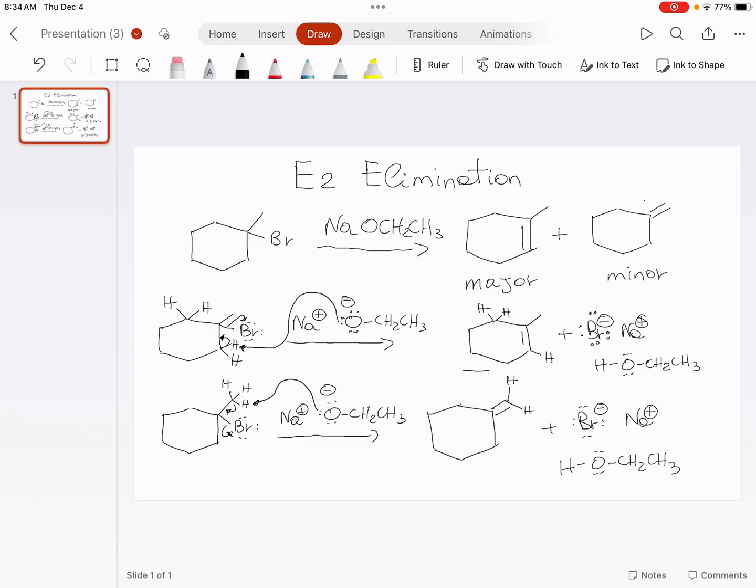Now, why is this the major product? The major product in this reaction has to do pretty much with the degree of substitution of the alkene. The alkene in this case is tri-substituted. Substitution means how many other carbons are pretty much coming off the double bond. So this is basically tri-substituted. The double bond in the other product, which is the minor, pretty much has only two substituents.